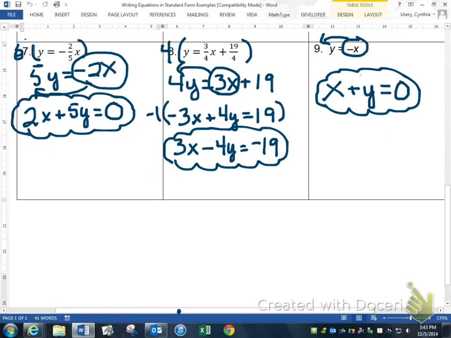Standard form is really pretty easy. You just have to clear out your fractions, move all your variables to the left, and make sure that first number, the number in front of the x, does not have a negative in front of it. That's it. All right, now you're going to work on an assignment over this.